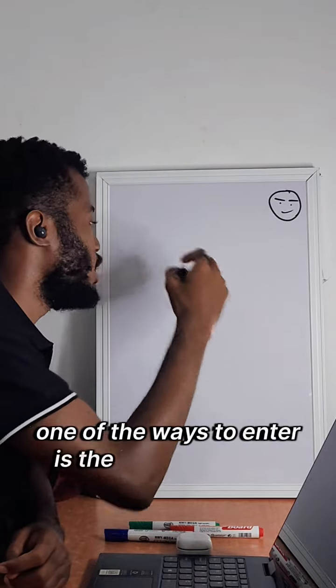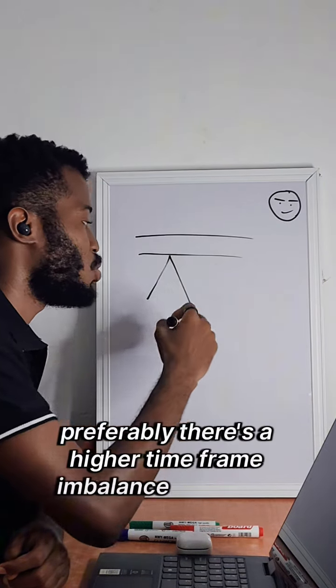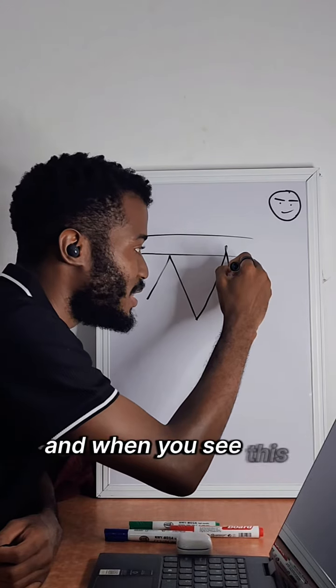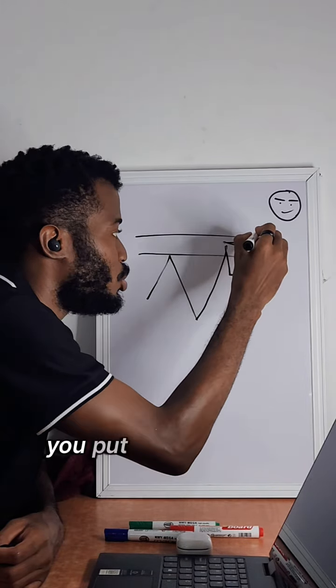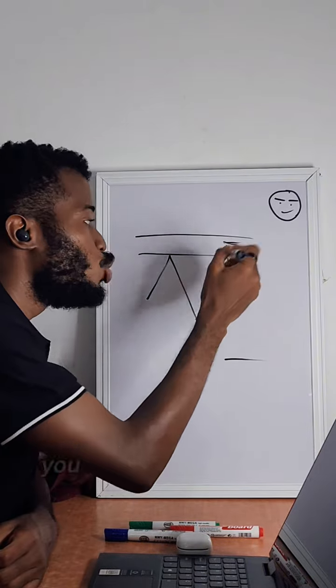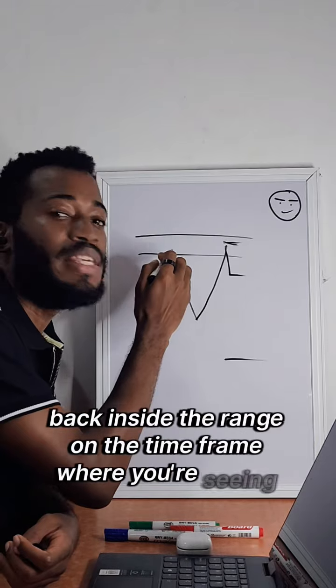One of the ways to enter is the liquidity sweep. Price creates a high, preferably there's a higher time frame imbalance over here. Price comes, takes it out, and when you see this, this is your entry. You put your stop loss here, and then you can target something down here. But this is the important thing. You must see this close back inside the range on the time frame when you're seeing this high.